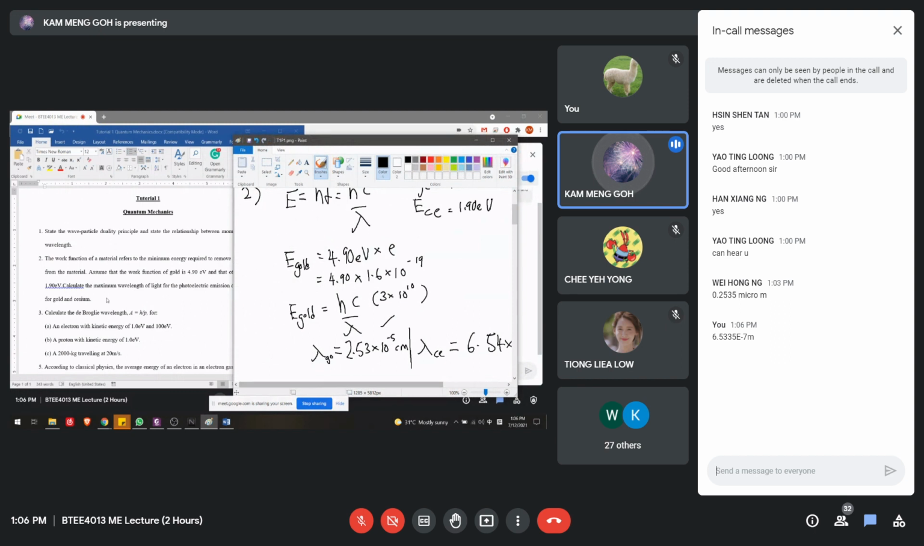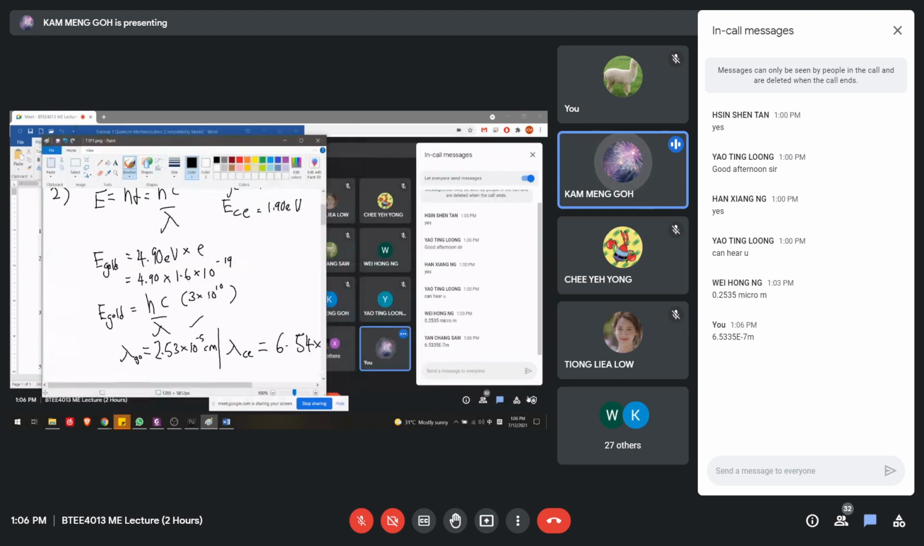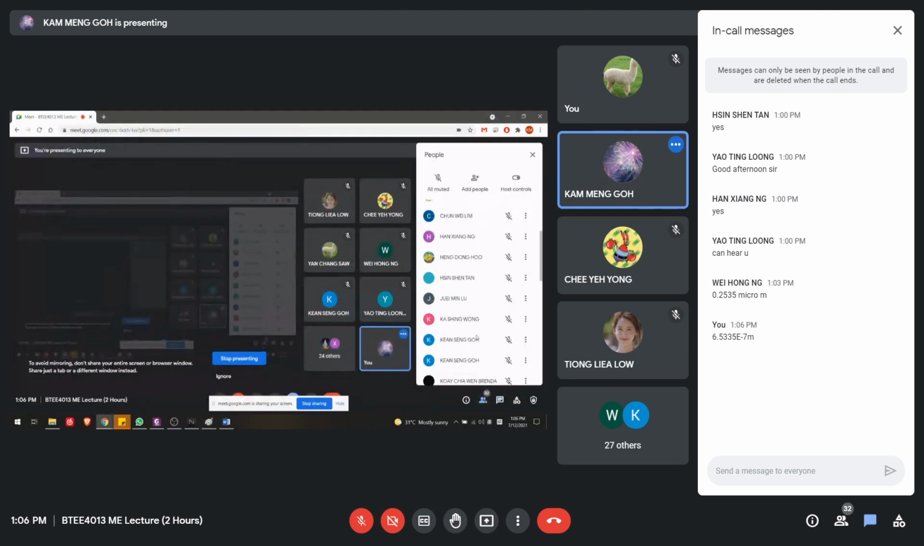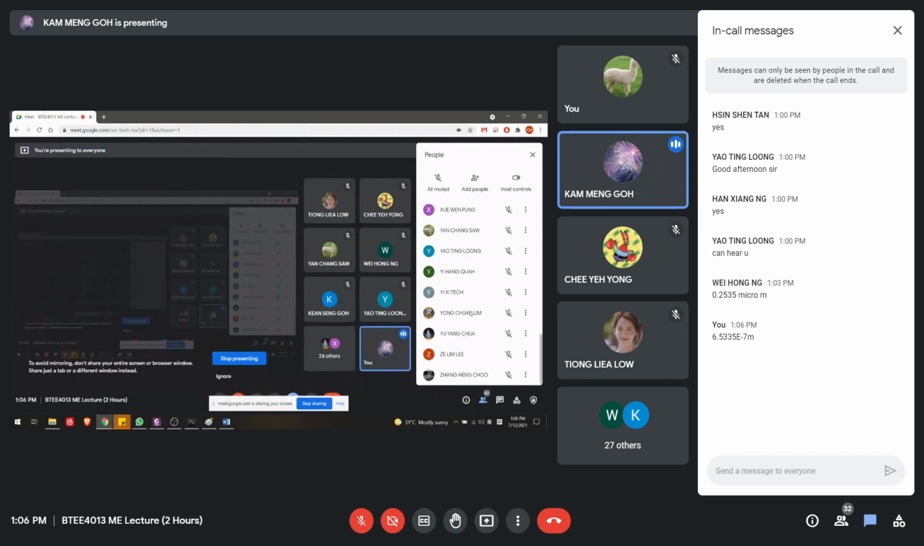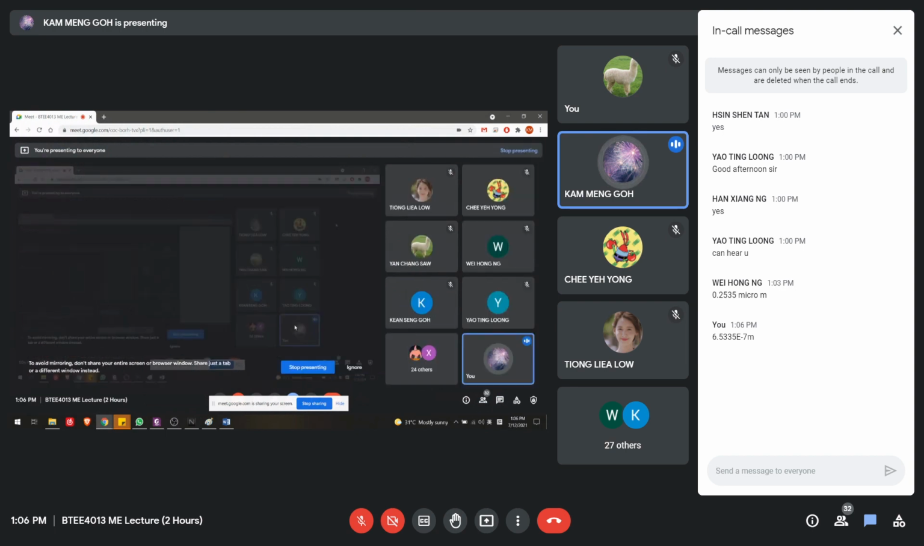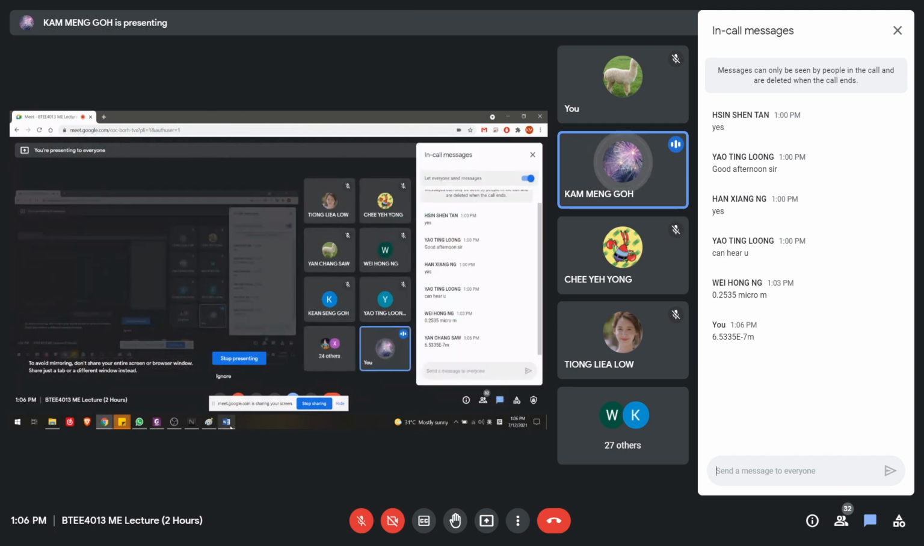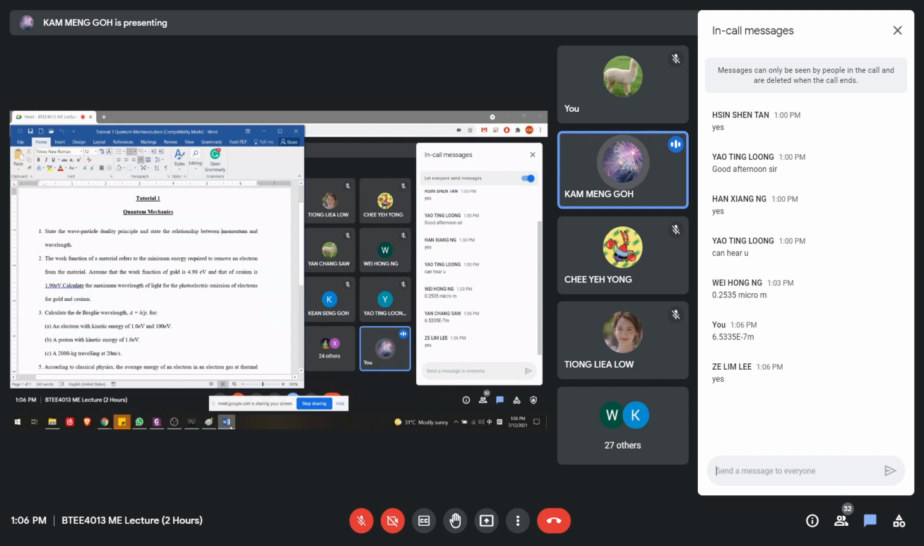Calculate the de Broglie wavelength, lambda, for the electron with the kinetic energy of 1 eV and 100 eV. So maybe I pick someone to answer this. Li Zhelin, are you here? If you are here, then you type a yes first, then you answer the question. Okay? What's the answer for the first part of 3A? For both.